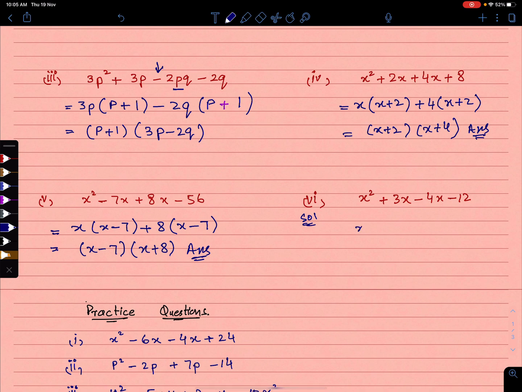x square plus 3x. X is common. The rest of the term would be, when we take x common from first two, this would become x common and x plus 3. And when we take, because 4 and 12, minus 4 is common, another thing is that because now we are going to take minus 4 common, the sign inside the bracket will change. Now if I change the color of this sign, this would become plus. So x plus 3, and the next is x plus 3 is common, and this would become x minus 4.